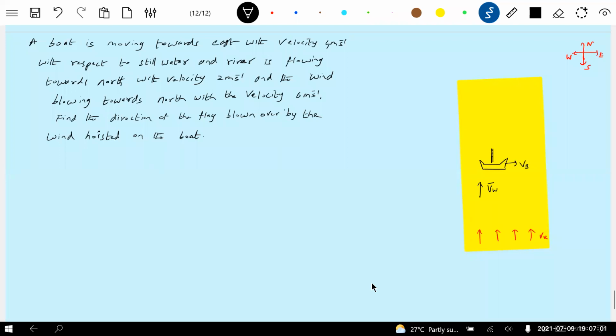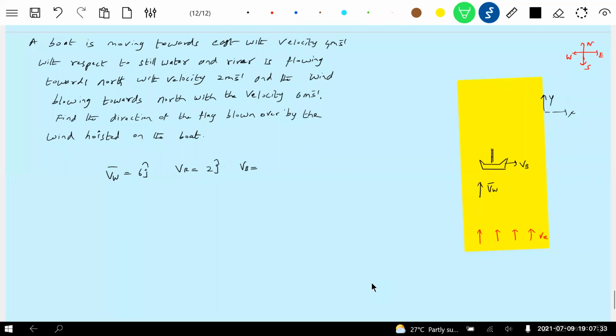So let's get into the mathematics. Velocity of wind is 6j cap. Here I'll bring unit vectors. Velocity of river is 2j cap. Velocity of boat, what is this? Is it giving velocity of boat with respect to river or velocity of boat with respect to ground? Shall I write VBR or VB only?